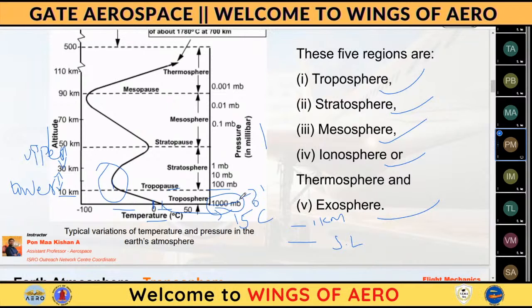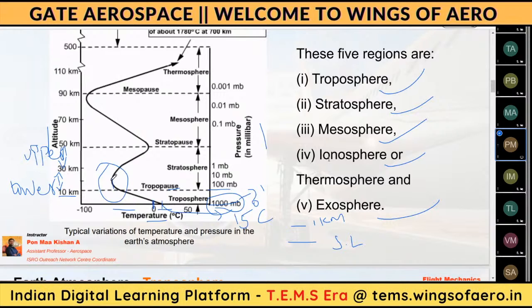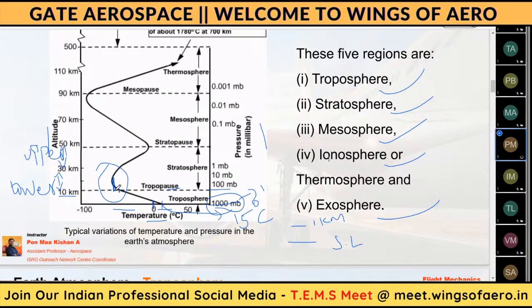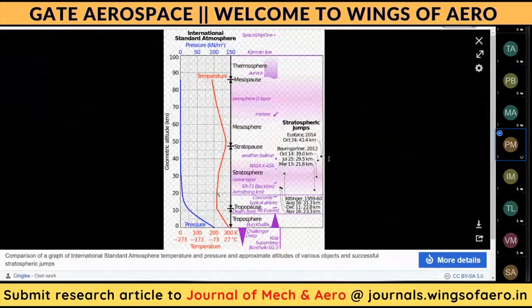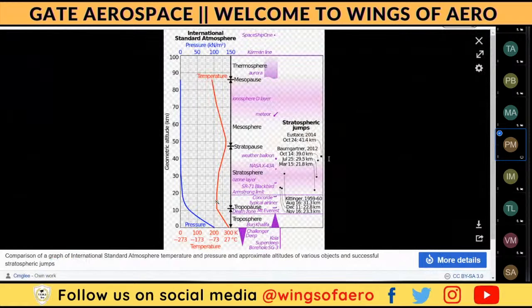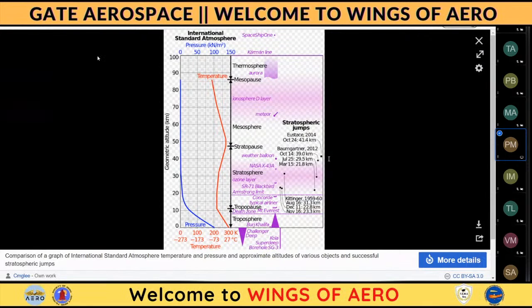So what happens to the temperature? The temperature in the lower stratosphere region will be nearly constant, but not exactly up to 30 kilometer. Around 10 to 20 kilometer it will be nearly constant. So you can see here, 10 to 20 kilometer will be nearly constant.